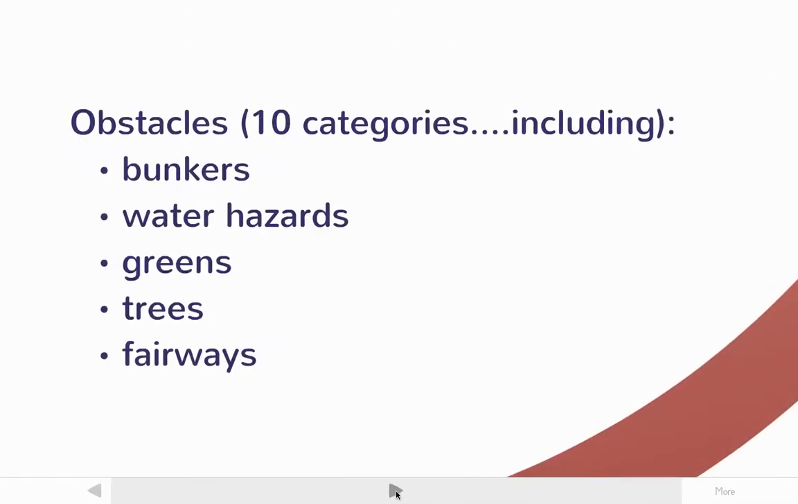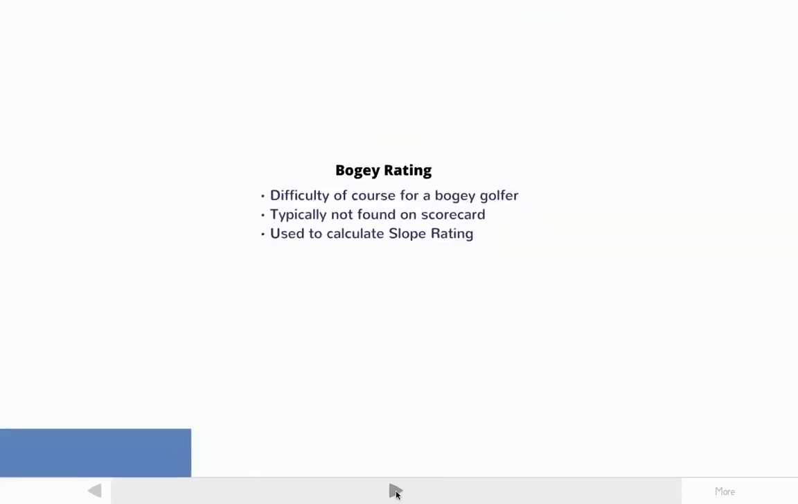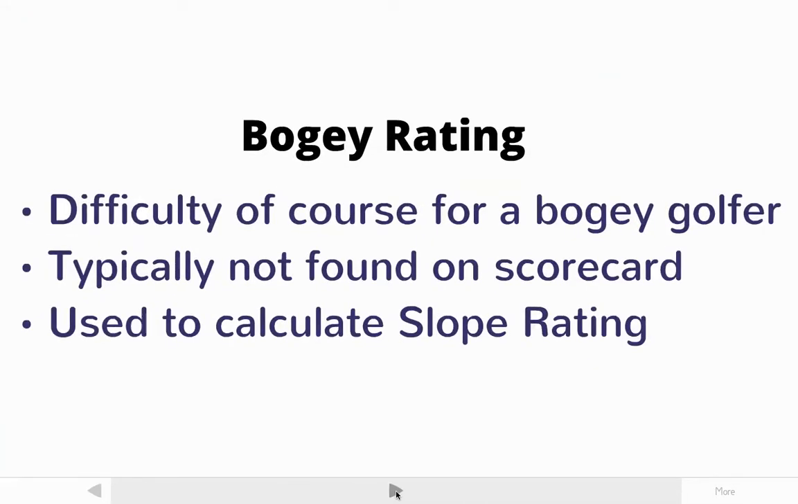As far as obstacles go, there are 10 categories. Water hazards, bunkers, how small are the greens, how narrow are the fairways, are there a lot of trees. All those things get taken into consideration when coming up with a rating on those 10 categories. Both of those factors are taken into consideration when coming up with a course rating. Now, bogey rating is how difficult a course is for a bogey golfer. As I said, it's not typically found on a scorecard, but it is used and is essential in calculating the slope rating.